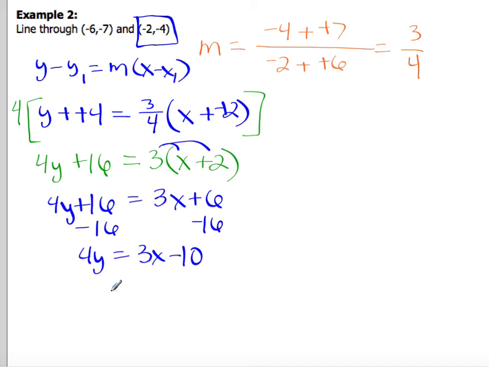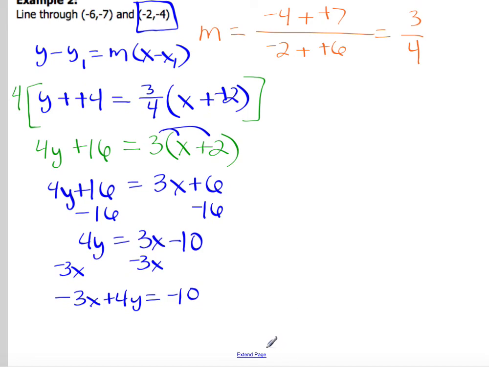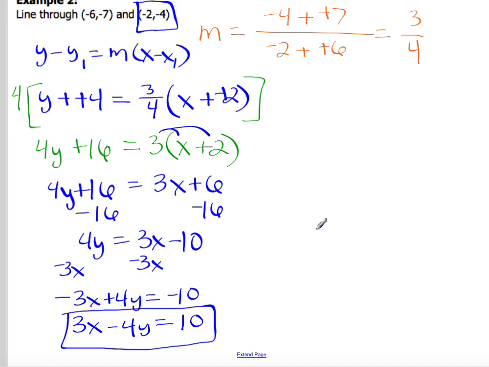I'm going to write it into standard form, which means I need to move the x to the other side. So I'm going to subtract 3x to move it to the other side. Negative 3x plus 4y equals negative 10. Again, we have a situation where the x is negative and we want it to be positive, so we're going to multiply everything by negative 1 to give me 3x minus 4y equals positive 10. Writing our standard form for that one.